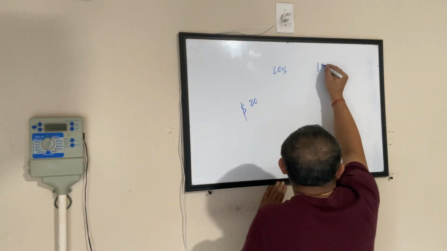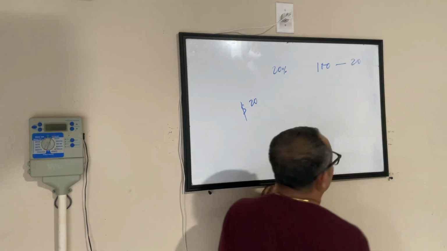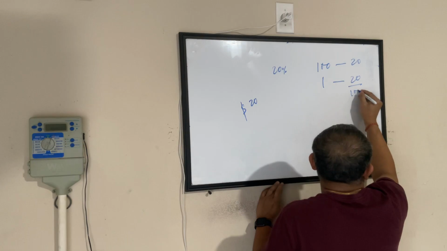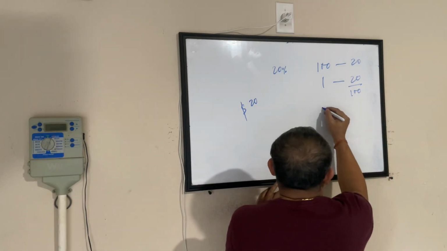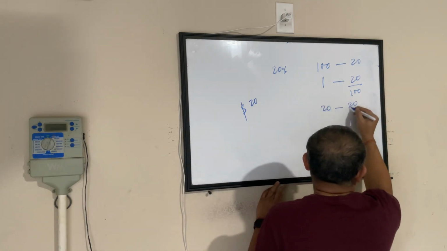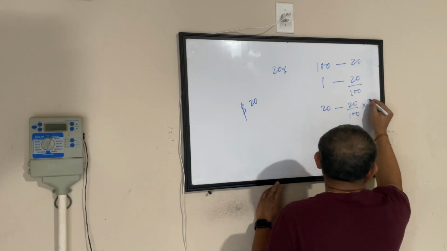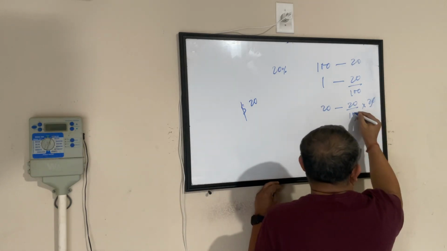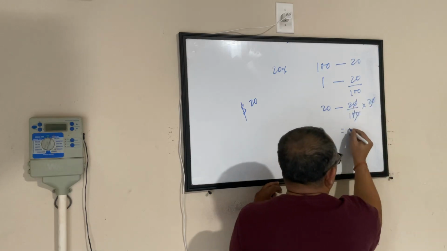For $100 you will get $20 discount. For $1 you will get 20 by 100 discount. For $20 you will get 20 by 100 into $20 discount. What is the discount you will get? 2 into 2, $4.